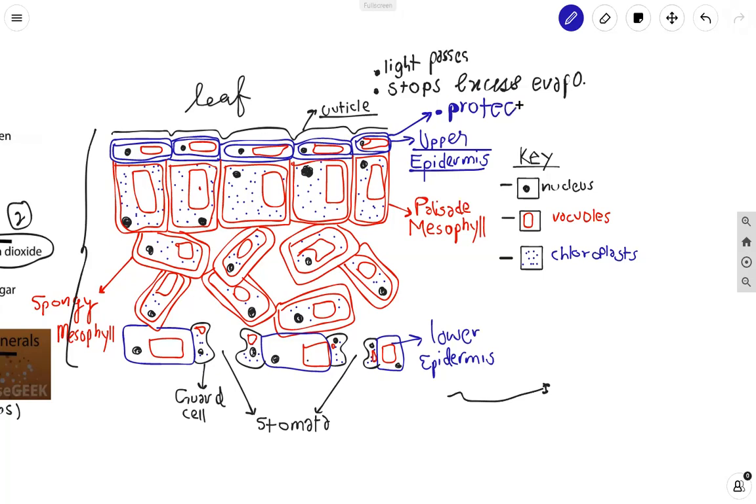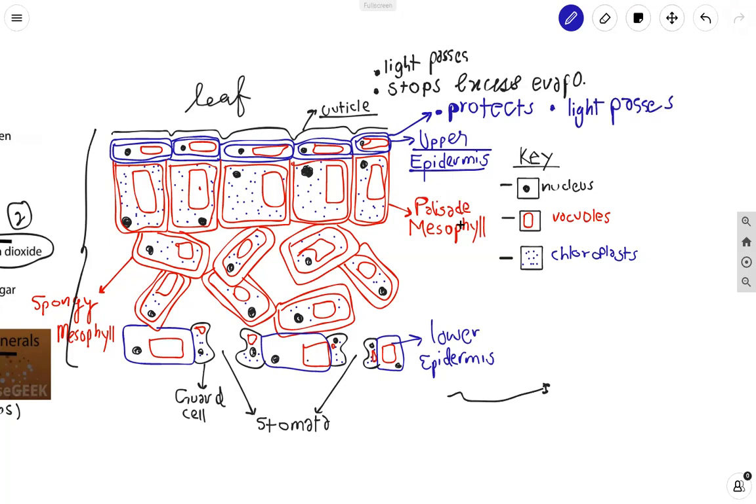The second benefit we get out of the upper epidermis is that it yet again allows light to pass through. Of course the upper epidermis does not carry out photosynthesis, and the light still needs to get to the photosynthesizing cells.